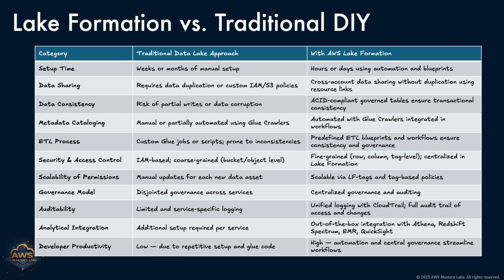Managing these permissions manually across services like S3, Glue, Athena, and Redshift is not only error-prone, but also hard to scale. Lake Formation introduces LF tags, which let you define policies once and apply them across multiple datasets through metadata-driven rules. Permissions management scales better too. Instead of updating every dataset manually, you apply LF tags and policies once, and Lake Formation takes care of the rest. Governance and auditing is another major win.